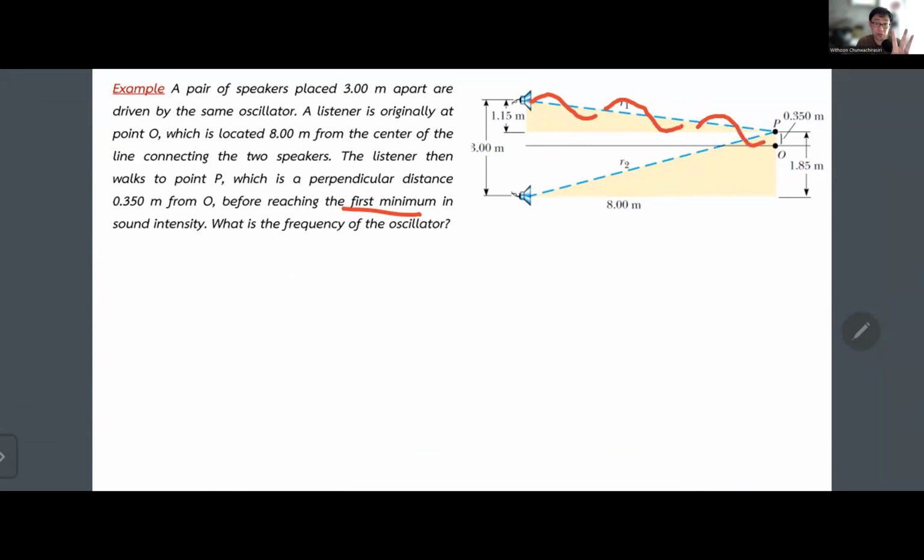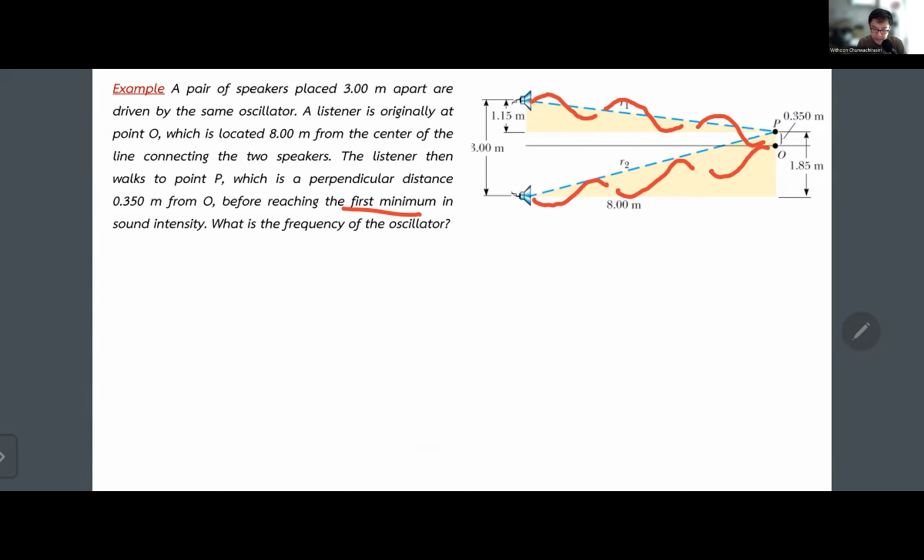Assuming that it takes 3 wavelengths to reach point O, let's assume that. Because O is perfectly at the center, the wave from the bottom speaker will take exactly the same distance to reach point O as well. Does that make sense to you guys? So while you're standing at the center between these two speakers, the waves coming from those two sources will travel the same distance already.